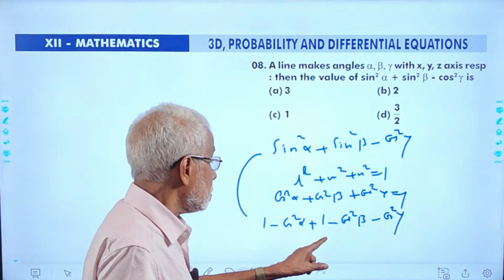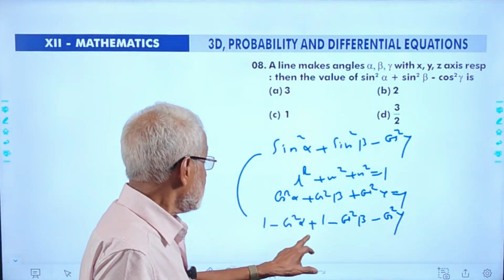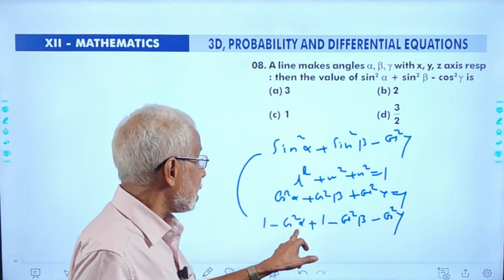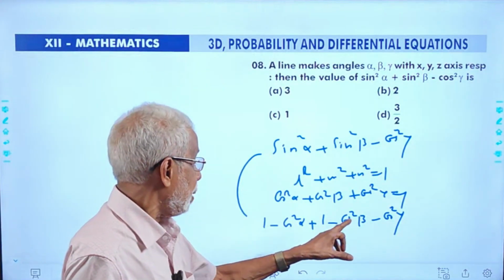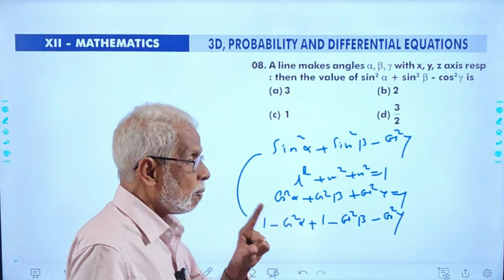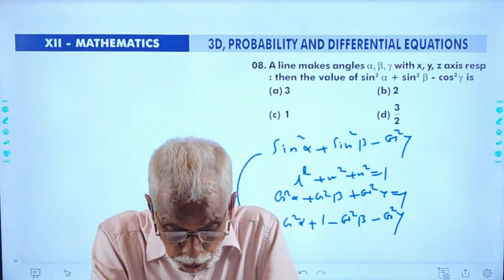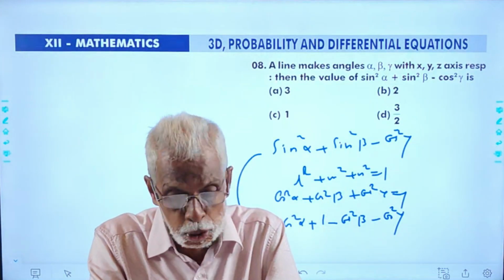Adding the three, we get 1 plus 1 plus 1 is 3, minus the sum of cos square alpha plus cos square beta plus cos square gamma. That is 2 minus 1 which gives 1. The correct choice is C choice.